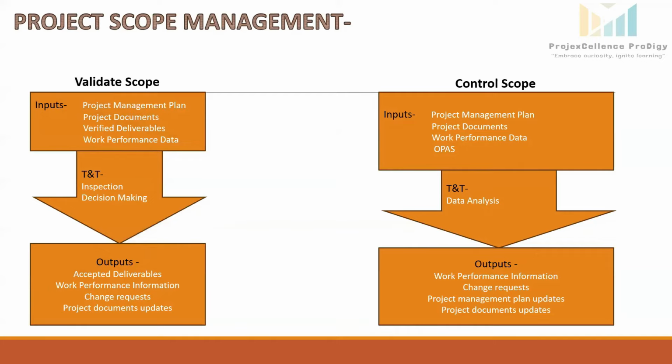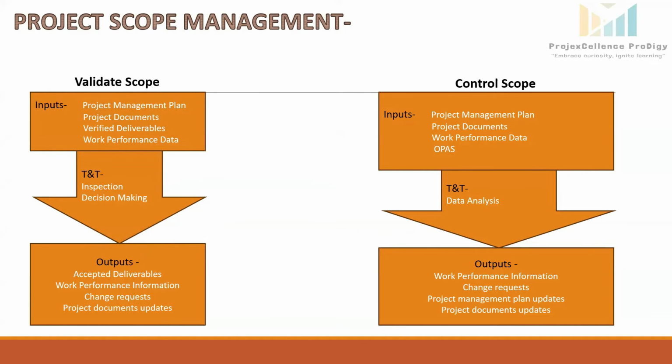Control scope. This is the last process of project scope management. It involves monitoring the status of the project and managing changes to the scope baseline. The goal is to ensure that the project remains on track with its defined scope and to address any changes effectively. Coming to the inputs here.